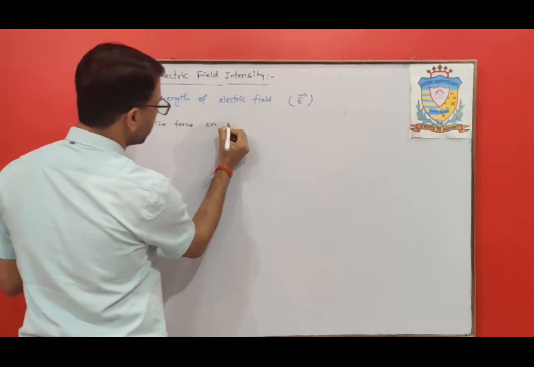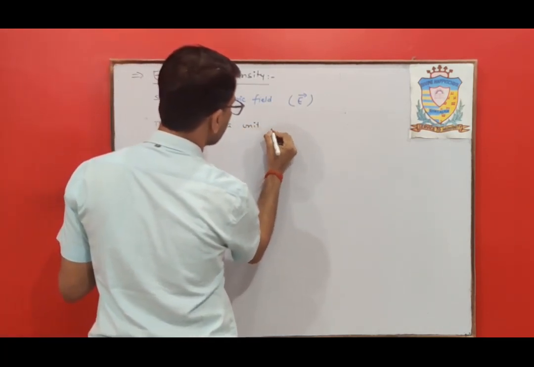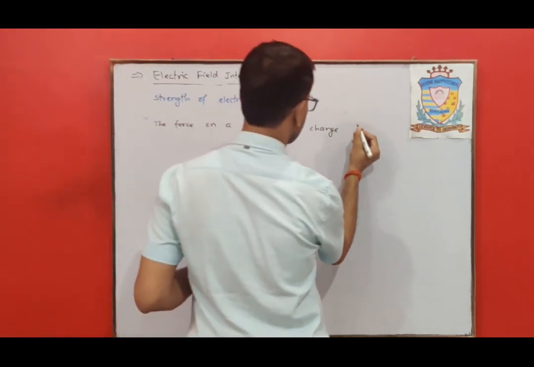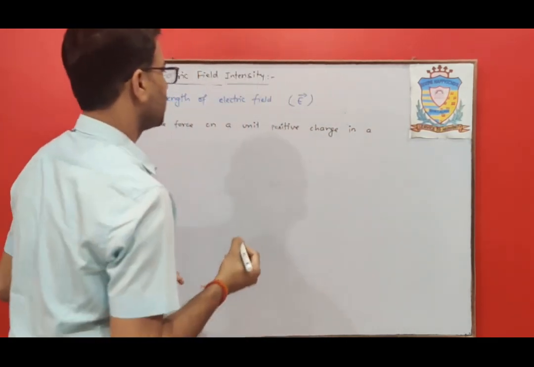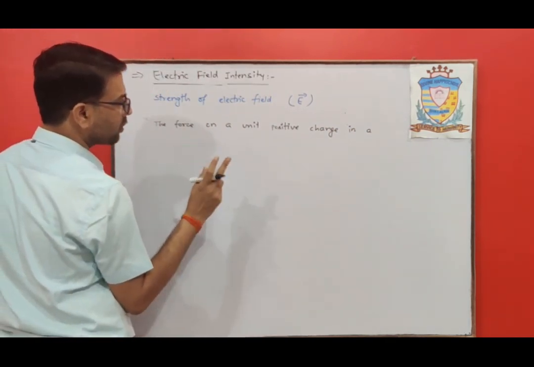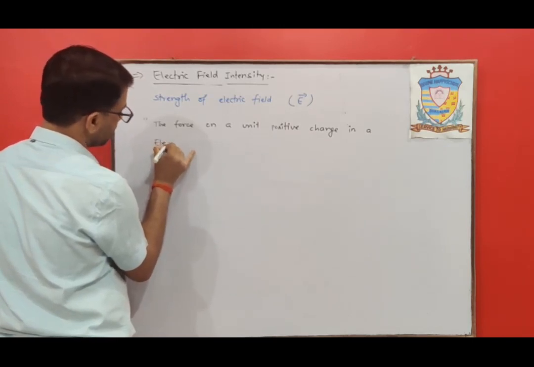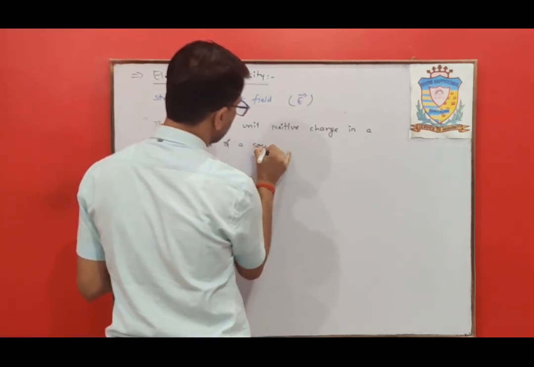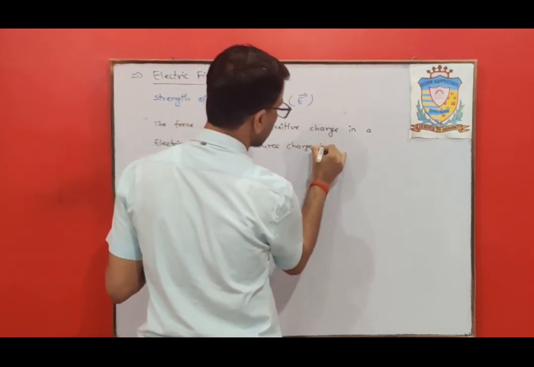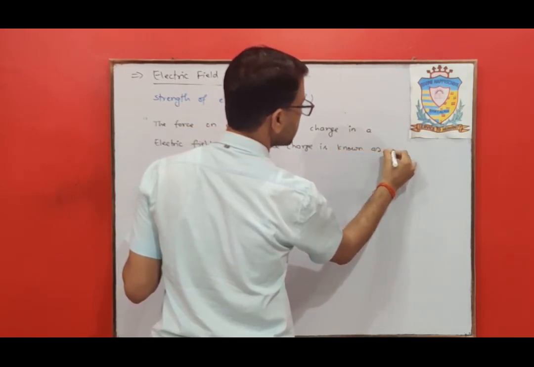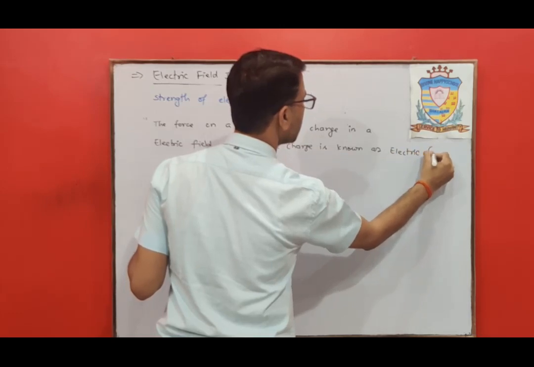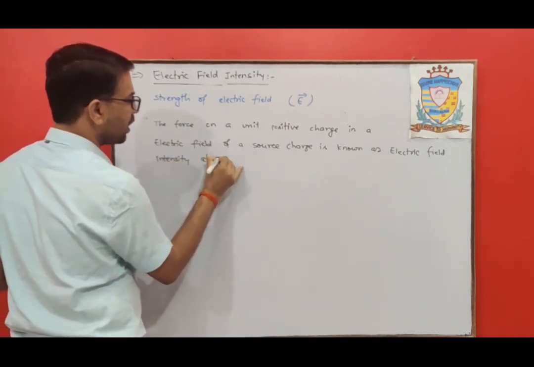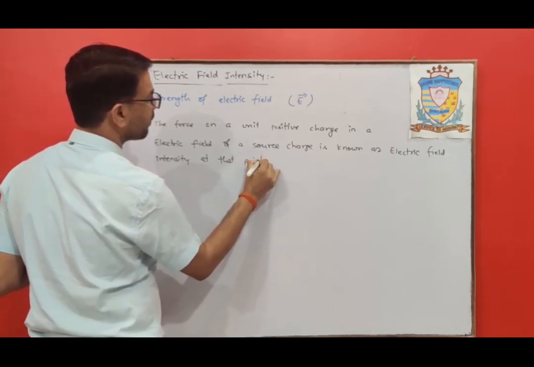The force on a unit positive charge in the electric field of a source charge is known as electric field intensity at that point. Okay.